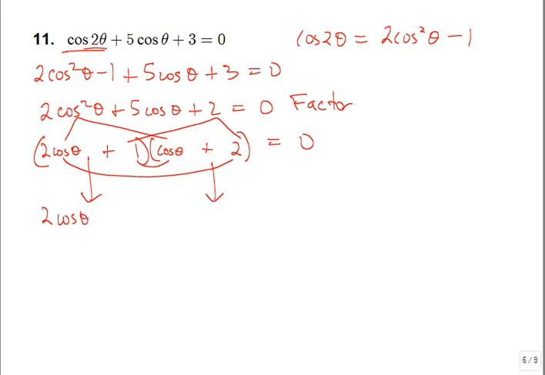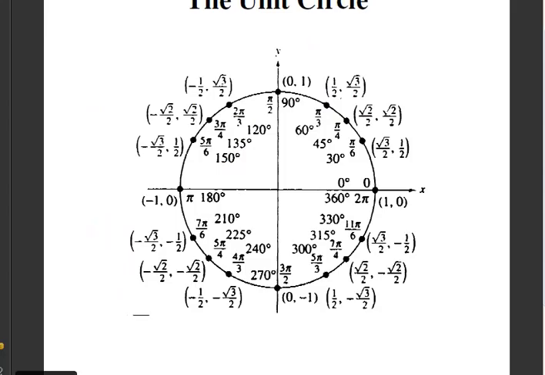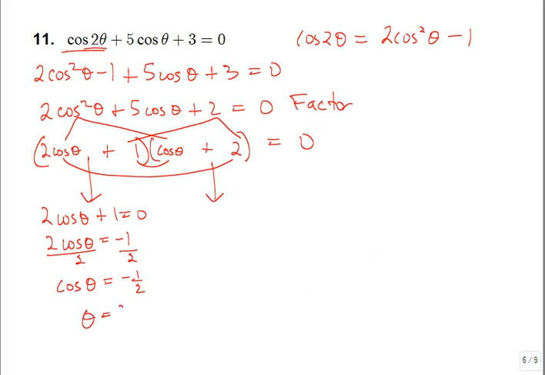So I'm going to set this first factor to 0. Let's go ahead and subtract the 1 and divide by 2. And then we need to think about our unit circle. Where on the unit circle in all of our quadrants is cosine going to hit negative 1/2? So negative 1/2 for the x value. So that happens right here in quadrant 2 at 2 pi over 3 and also in quadrant 3 at 4 pi over 3. So 2 pi over 3 and 4 pi over 3.